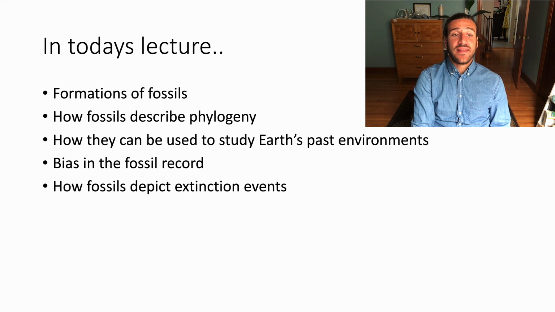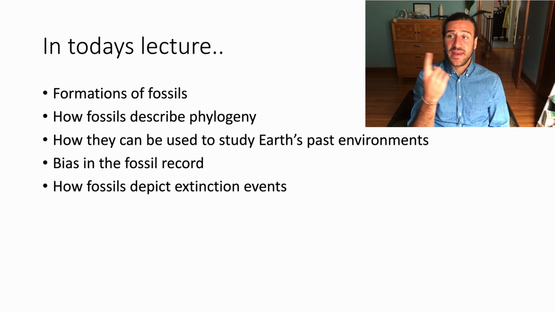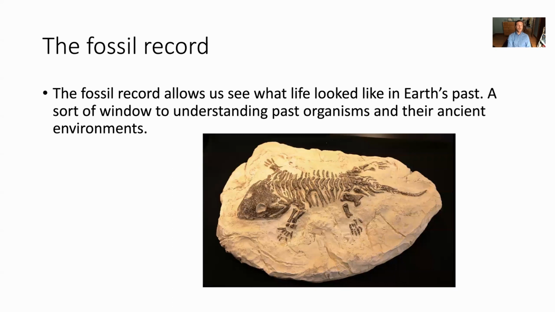We're going to focus on the bias in the fossil record. So not all organisms are preserved equally. Some organisms are much more readily preserved than others, depending on their structures, their size, as well as their habitat. And then we're going to finally touch on how fossils depict extinction events. So the fossil record actually allows us to see what life looked like in Earth's past. It's kind of a window to understanding past organisms and their ancient environments.